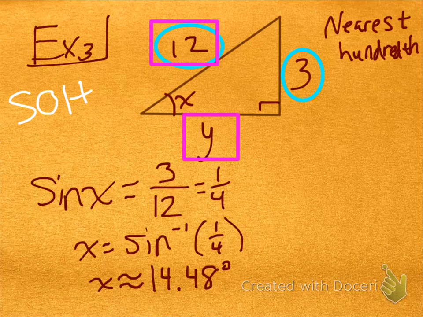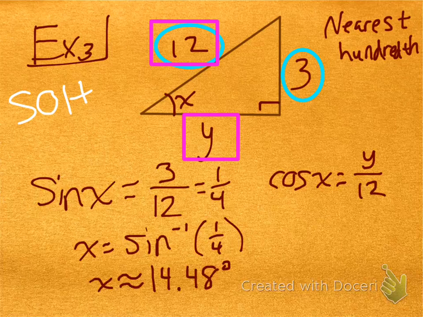So I can solve now for y by setting up a cosine ratio. Cosine of x is what? The adjacent side length, which is y, over 12. Now in this case, I'm just going to input 14.48 as my angle measure. So again, this is not an exact answer, this is rounding. So I'm going to say cosine of 14.48 equals y over 12.